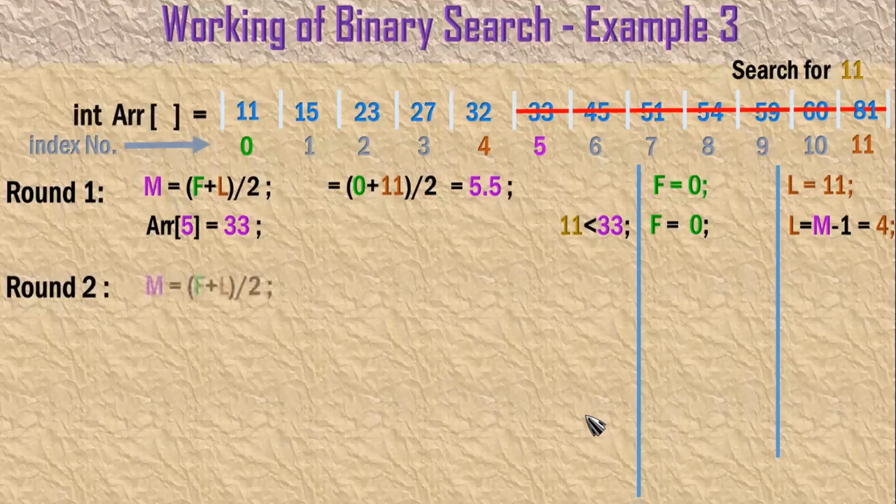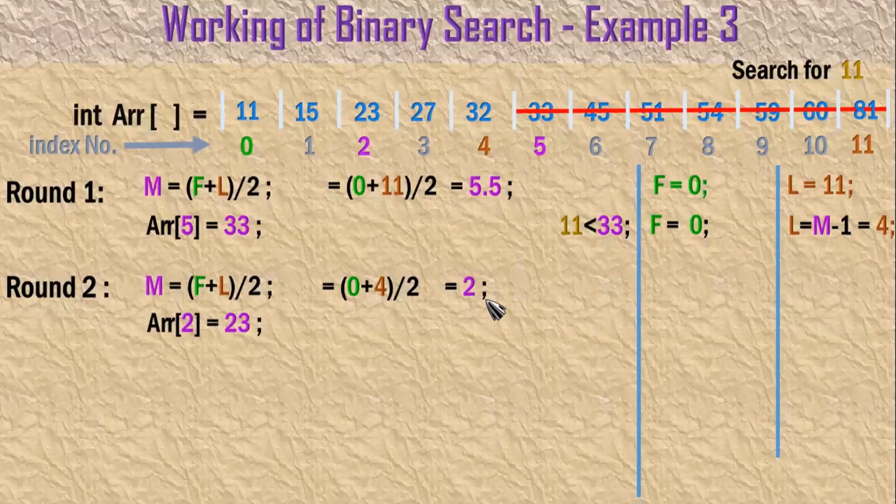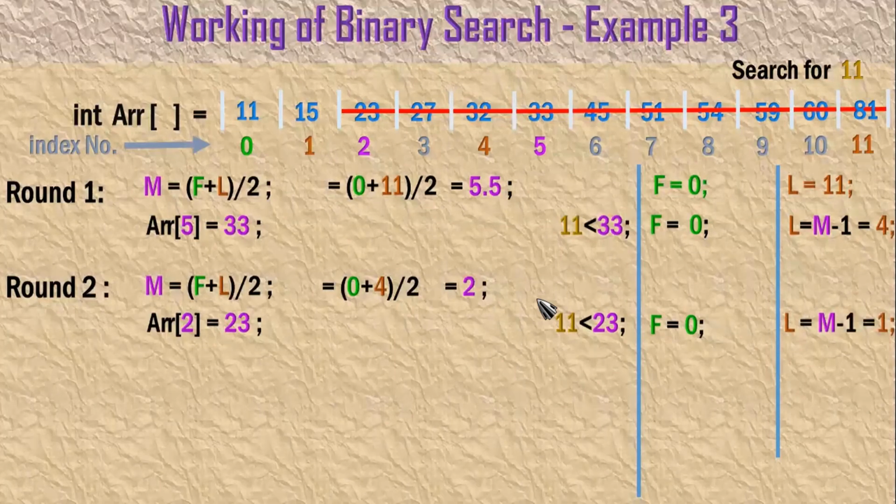So at round 2, (0 + 4) divided by 2 is equal to 2. The element at index number 2 is 23, which is again greater than 11. So the first half will be searched, the second half we don't need to search. The first index remains the same, the last index is middle index minus 1.